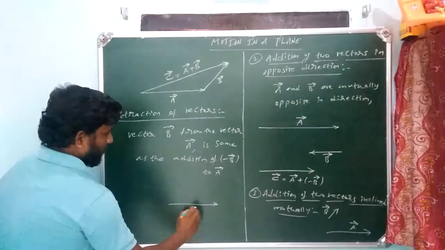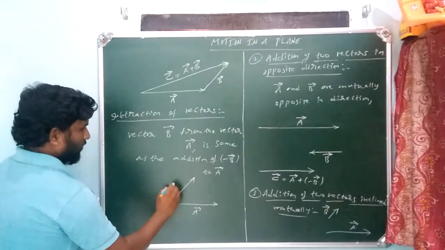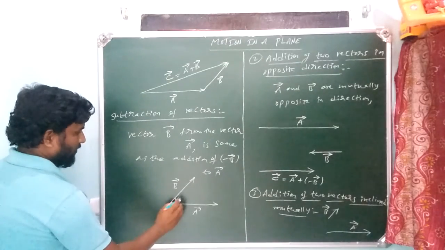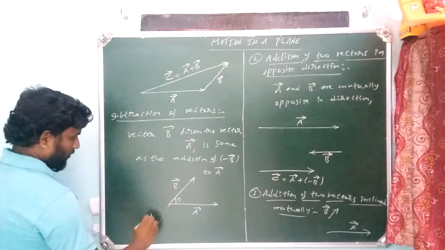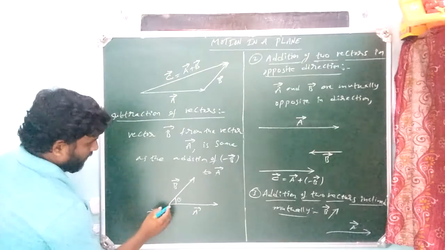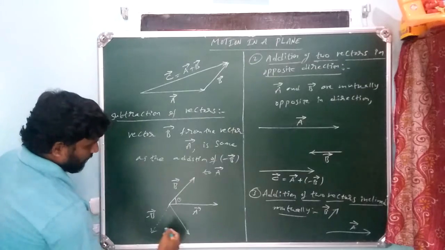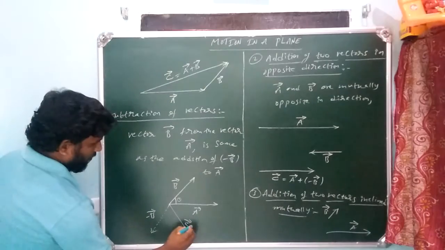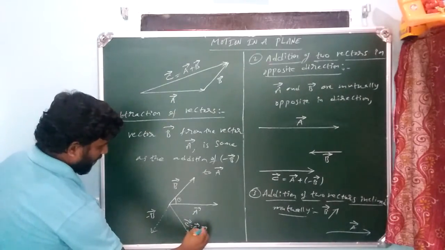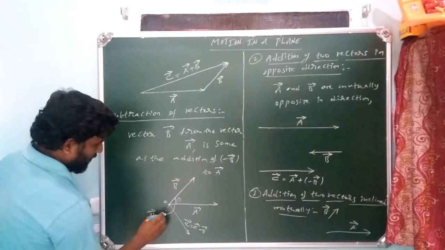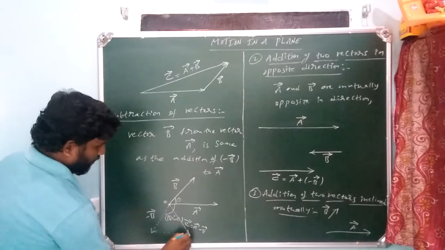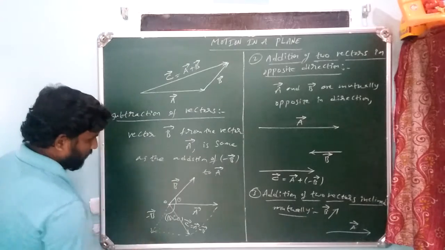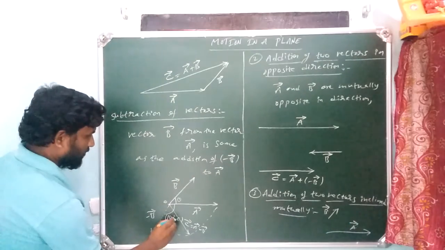Now let us consider the two vectors here. This is a vector a bar and this is a vector b bar. Now the angle between the two vectors is theta. Now move the b bar vector parallel here. We are getting the negative vector minus b bar. Now this is the resultant vector, that is c bar equal to a bar minus b bar. Let O be the origin. Now the angle here is 180 minus theta.